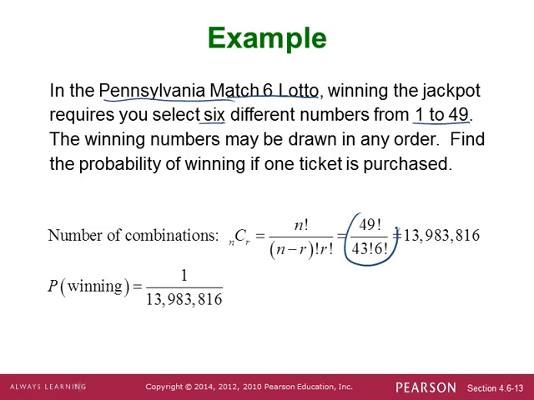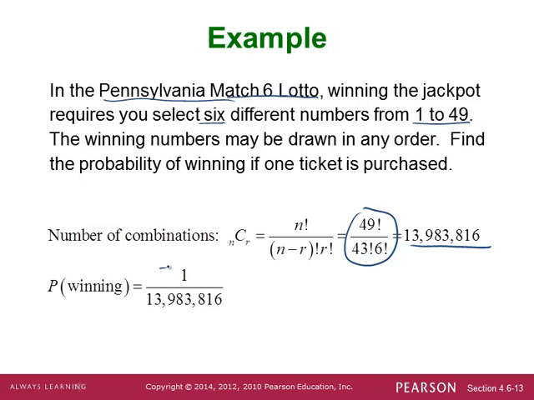Here's the calculation. And you saw how to do it on the calculator as well. There it works out to be 13,983,816 ways of choosing 6 numbers from 49. But there's only one way of getting all 6 of your numbers to match the 6 numbers that get drawn.